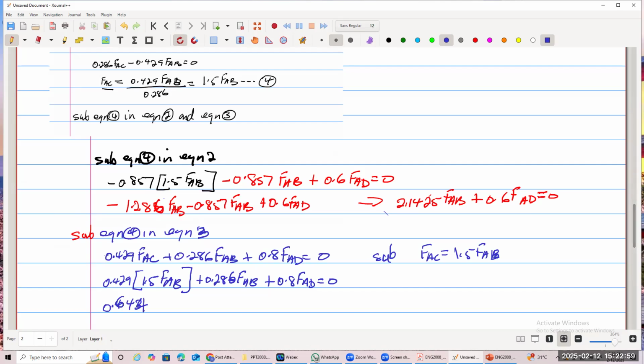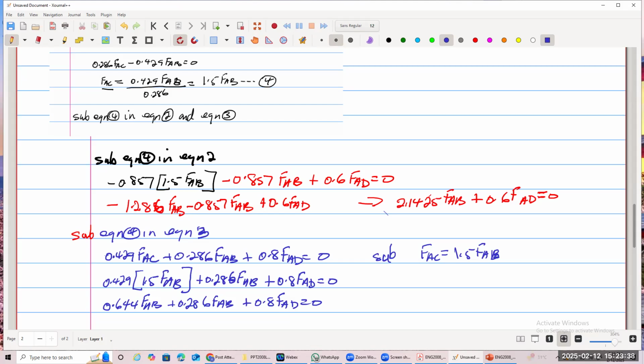Let's call that 0.644. And let me write that, it's a little bit muddled. Let's rewrite that. So it is 0.644 FAB, plus 0.286 FAB, plus 0.8 FAD equal to 0. All right. And when you simplify that now, add the FABs together, you get 0.6.